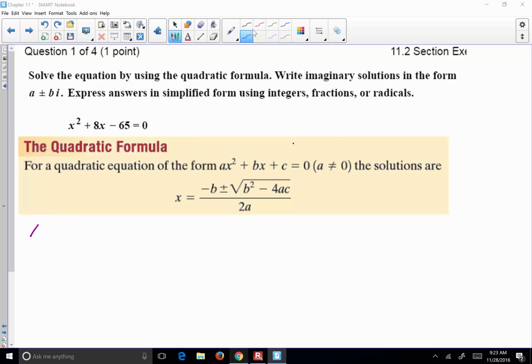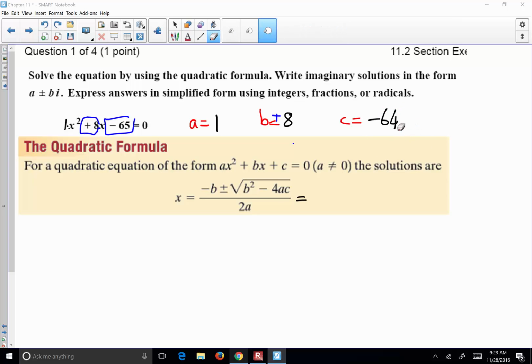Okay, I'm gonna do it right here. Somebody read me what A, B, and C are so I can substitute them. What is A? 1. I have nothing in front of x squared, that means it's 1. What is B? Yeah, these numbers go with the sign in front of them. So this is positive 8, and this is minus 65. Oh, not 64, 65, right?